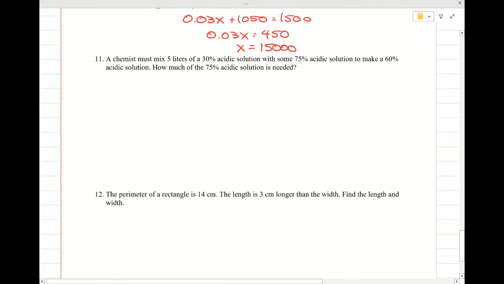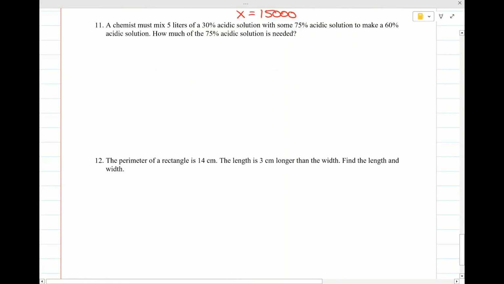A couple more left. For problem number 11, it says a chemist must mix 5 liters of a 30% acidic solution with some 75% acidic solution to make a 60% acidic solution. How much of the 75% acidic solution is needed? So generally, when we're doing these kind of purity problems, the way I like setting them up is we have the volume, we have the percent purity, and then we get the volume of pure.